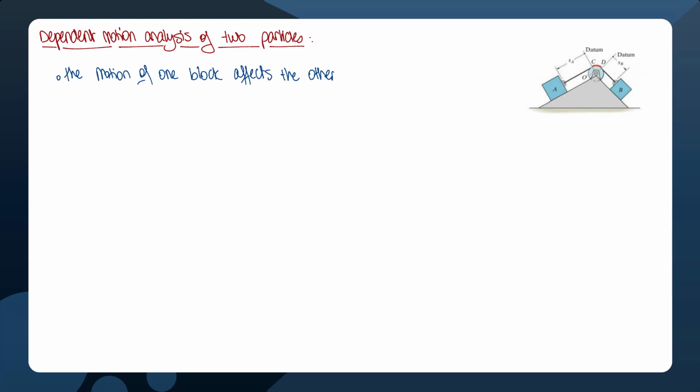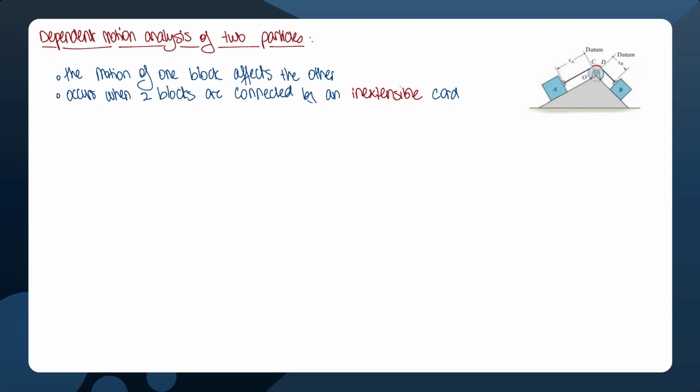So if one box, for instance, goes down, the other box goes up. And this occurs only when the two blocks are connected by an inextensible cord. So the cord is assumed to be inextensible, so it cannot change in length.